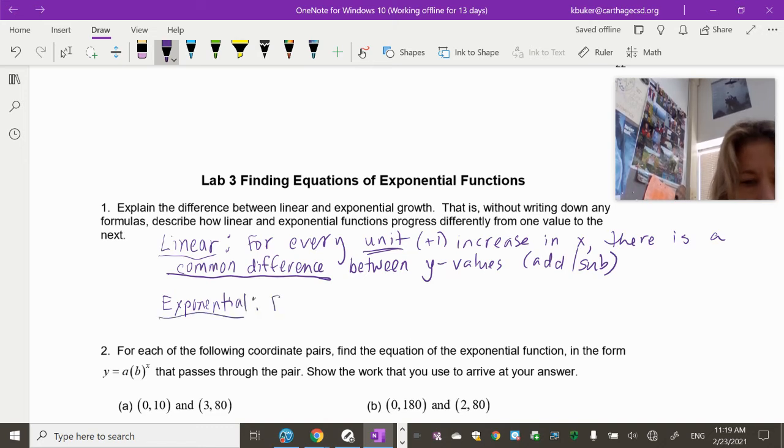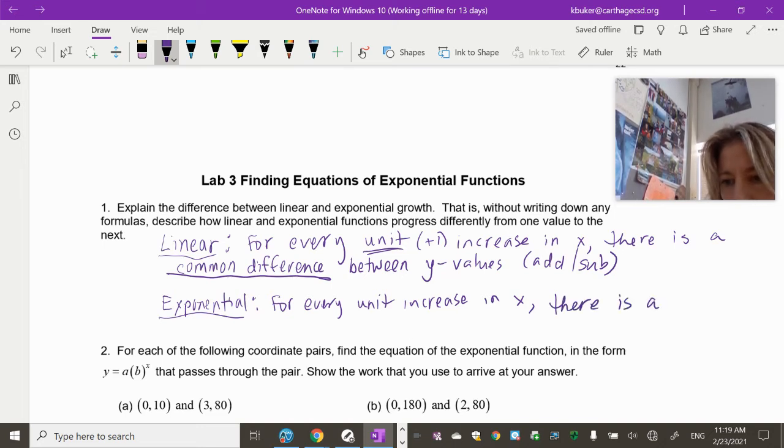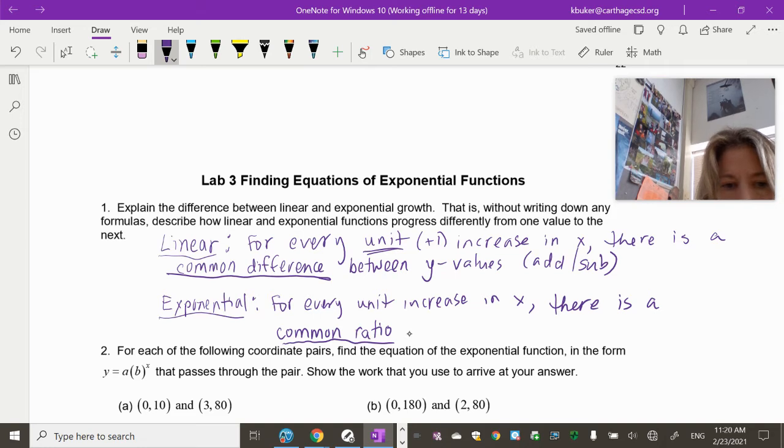we're still going to deal with every unit increase in x. There is a multiplication pattern, and we call this a common ratio. A ratio is a comparison of two numbers, and when we say common ratio, if we divided any consecutive y values, that number would be the same.